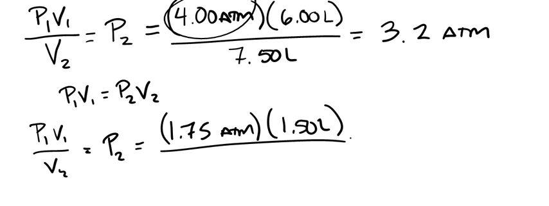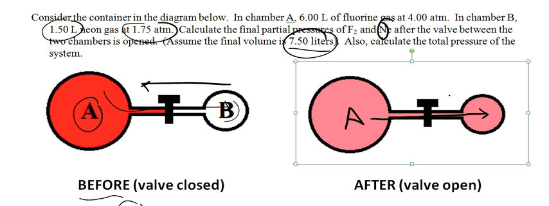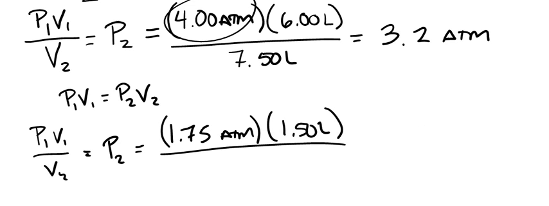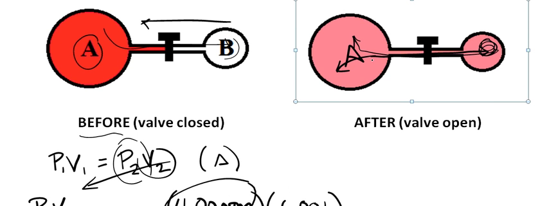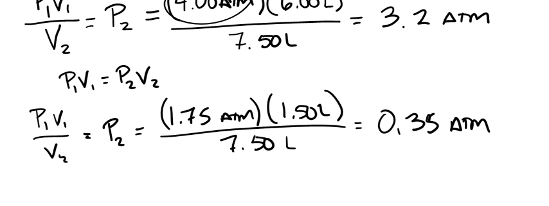But when the valve is opened up, the gas that's in B is now able to go into A. And it has a lot more room to move around in. So we would expect that gas pressure to decrease as well. So when we do the calculation there, we get a pressure of 0.35 atmospheres, and we would expect the pressure to drop. I mean, it's going from 1.75 to 0.35 because it's going into a much larger volume. It's going from 1.5 liters to total volume of 7.5 liters. So we would expect that pressure to drop.